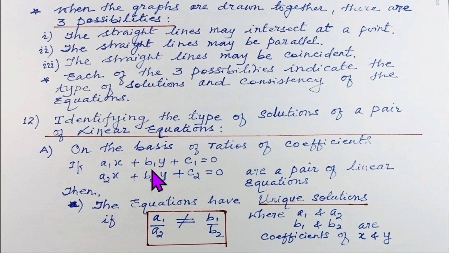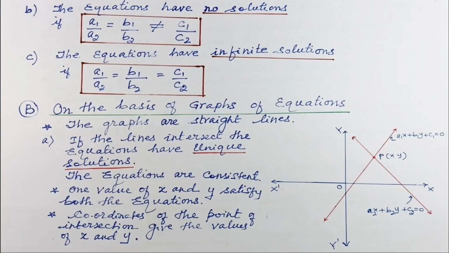The first method is on the basis of ratios of the coefficients of a pair of linear equations in two variables. If a1x plus b1y plus c1 equal to 0, a2x plus b2y plus c2 equal to 0 are a pair of linear equations, then take the ratio of the coefficients of x, that is a1 upon a2, and the ratio of the coefficients of y, that is b1 upon b2. If we find that the two ratios are not equal, that is a1 upon a2 is not equal to b1 upon b2, then the equations have unique solutions. The equations have unique solutions, means only one value of x and y satisfy both the equations.